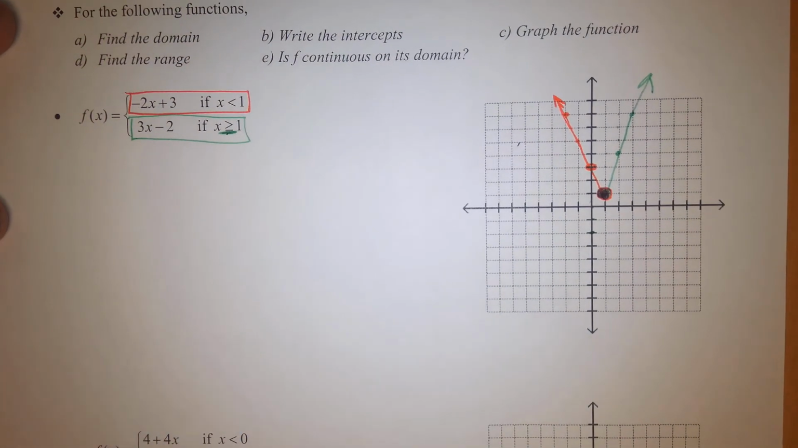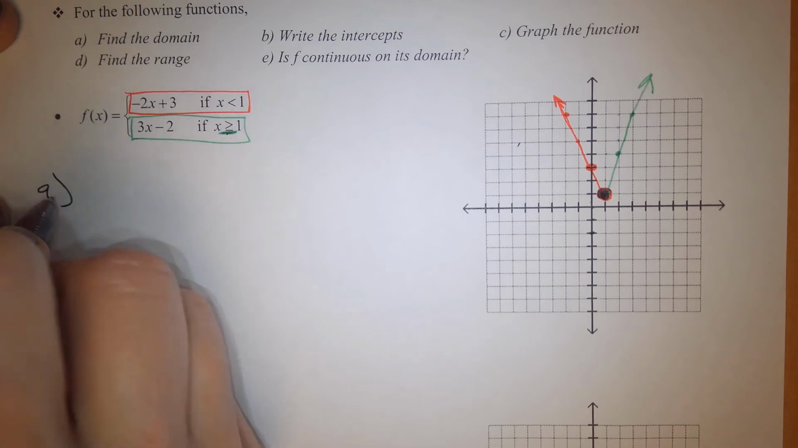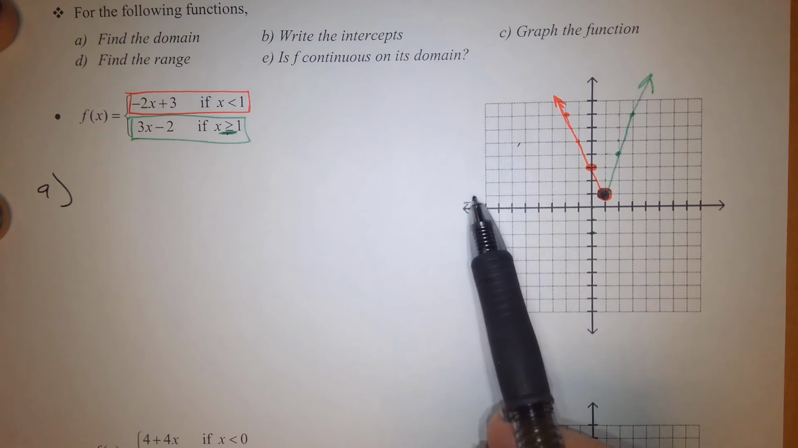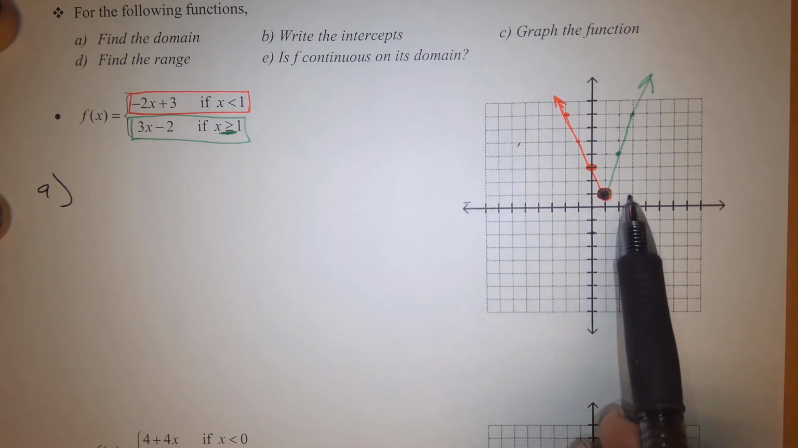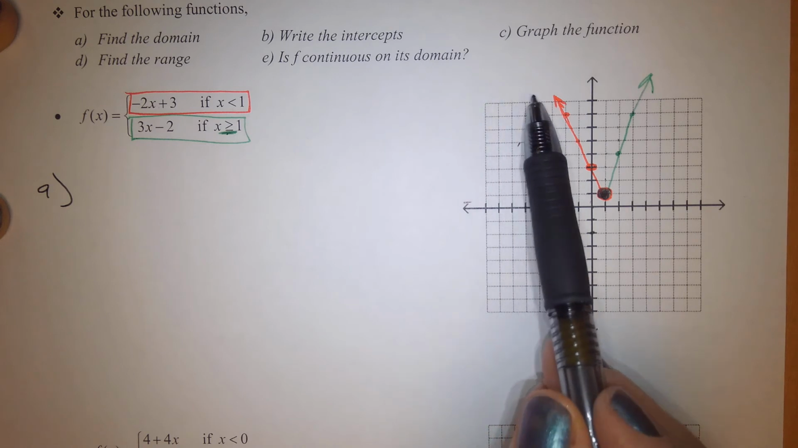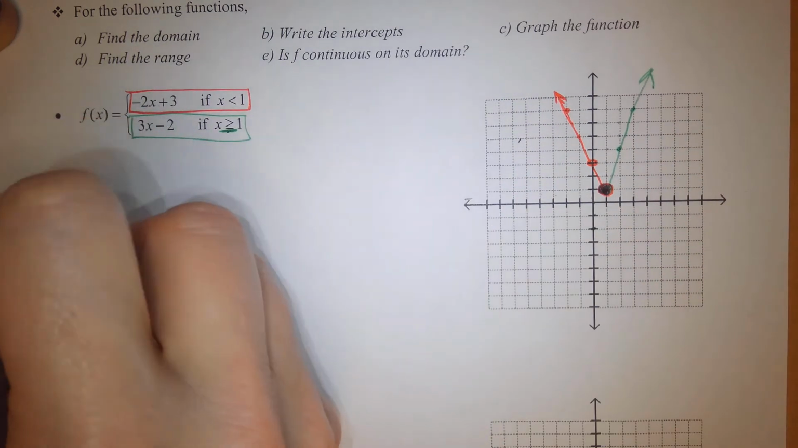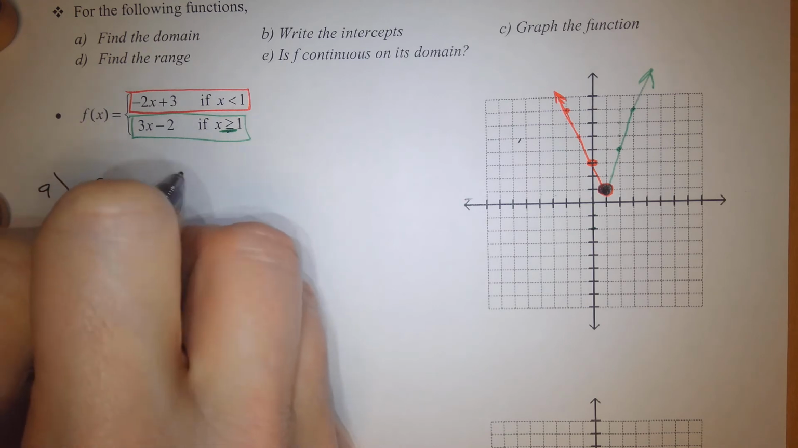Some of the things I was asked to find is first the domain. To find the domain, you can see that this graph starts at negative infinity. It comes down, it keeps going all the way up to positive infinity. So this graph goes forever and ever to both x's on each side. So the domain is all real numbers.